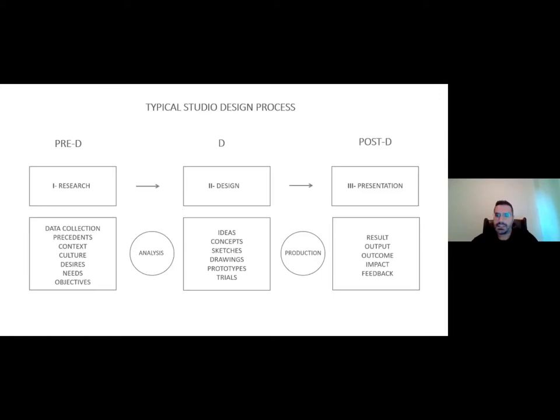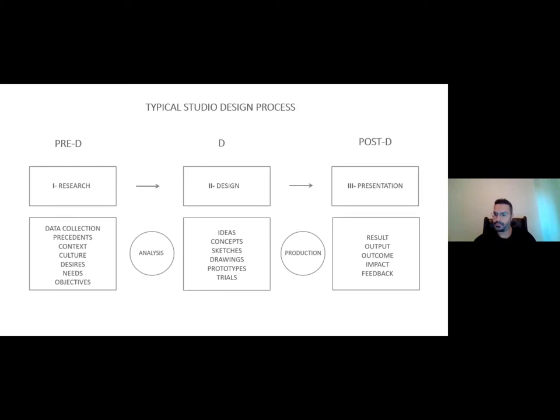So how do we architects do that? Ideas and design process happen in what we call the design studio. As you can see here, the general and typical studio design process. Again, you can parallel that with design thinking. We can see the pre-design, the design, and the post-design. Of course, for example, the pre-design has a research component such as data collection, looking at precedents, looking at desires, needs, objectives, analyzing them so that you can go to the design itself by looking at the ideas, concepts, sketches, drawings, generating prototypes, and trying them. Then to move to the production period, that is actually the post-design, which covers the result, the output, outcome, the impact, feedback, and of course the presentation and so forth.